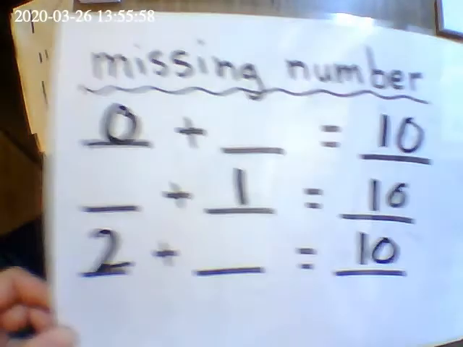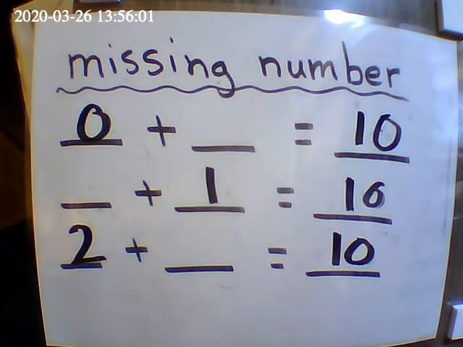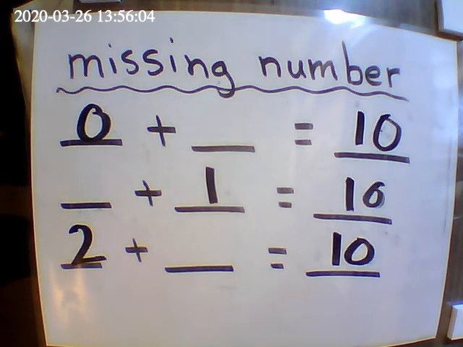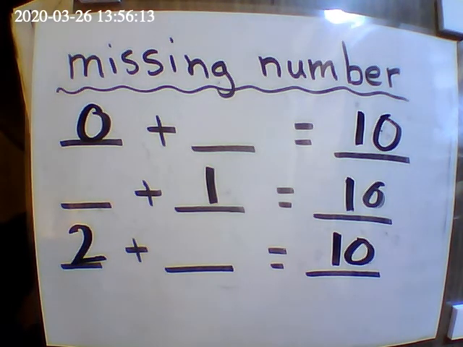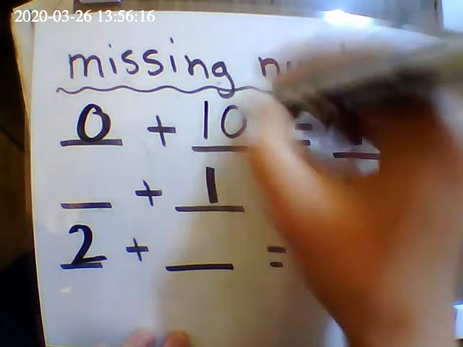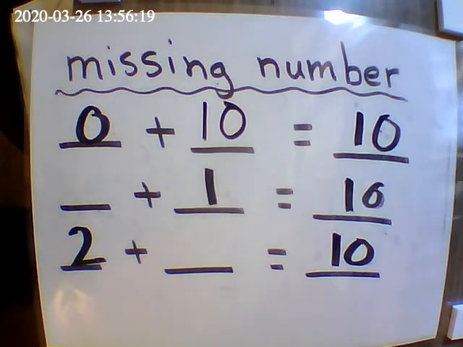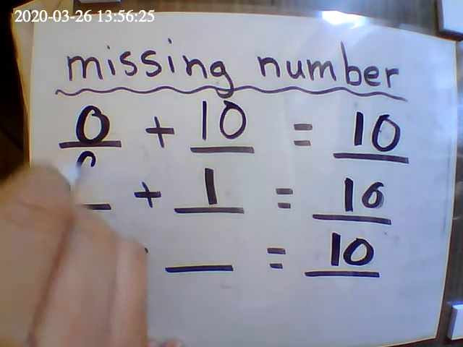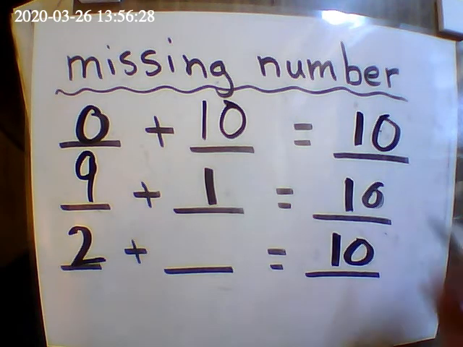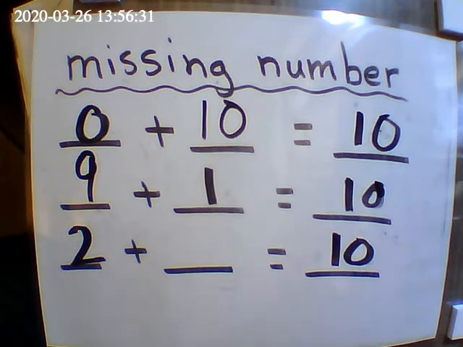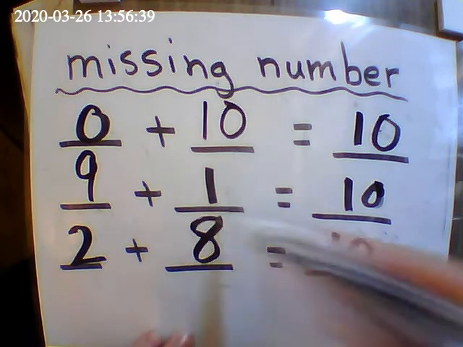Moving on to missing numbers, see if you can do these quickly, and then I will fill in the answer. So 0 plus blank equals 10. The answer is 0 plus 10 equals 10. The next one. And the answer would be 9 plus 1 equals 10. And then the last one, 2 plus blank equals 10. And the answer is 2 plus 8 equals 10.